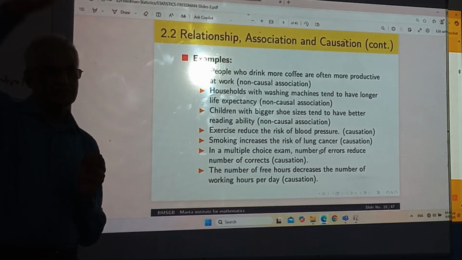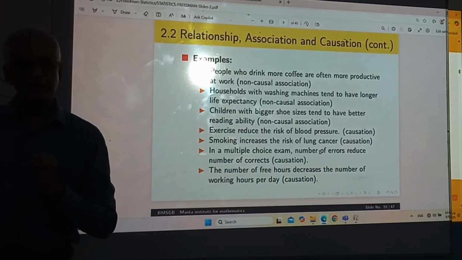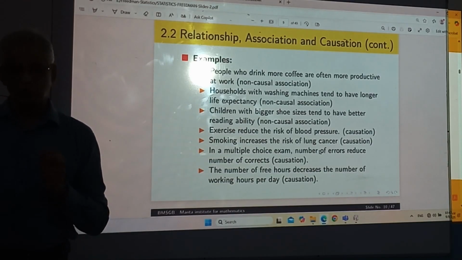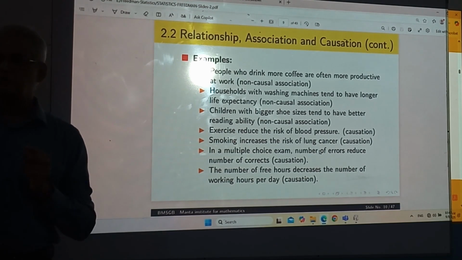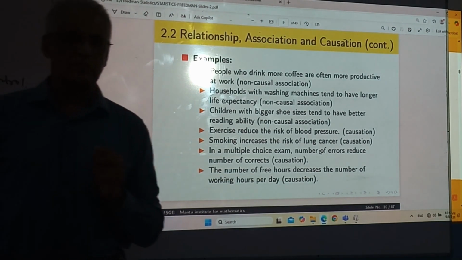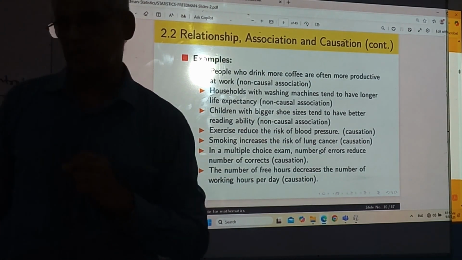So coffee affects something, and that variable affects the productivity. So coffee doesn't directly change the productivity; it goes through some other variable. In that case, it's not a causal relationship. It's not a causal relationship.